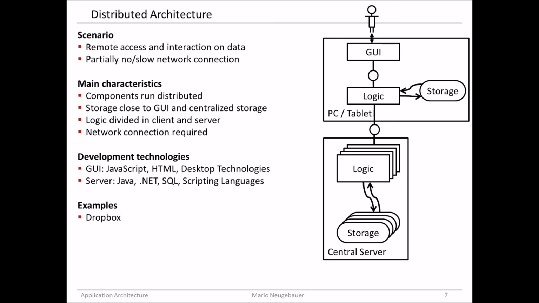As I said before, Dropbox is one simple example where you see that you can also work without a network connection, but for proper operation the network connection is required, and the storage can work in times of lost connection without being connected to the centralized server.